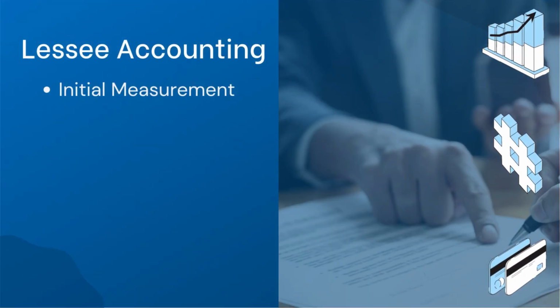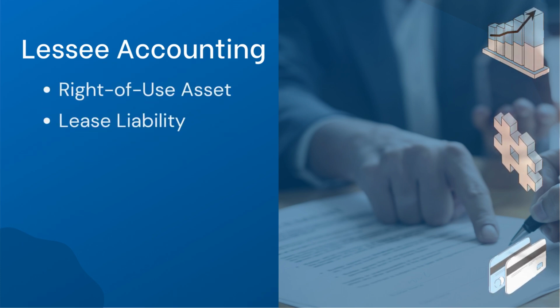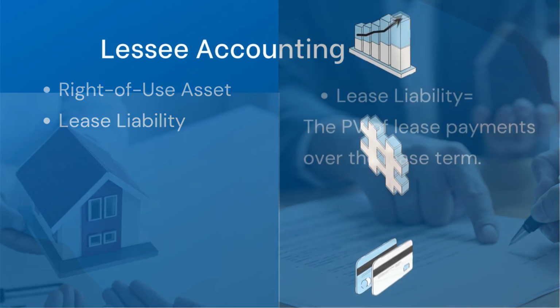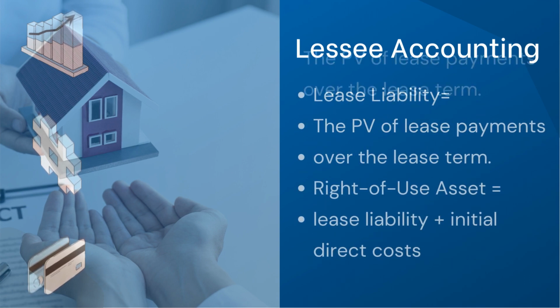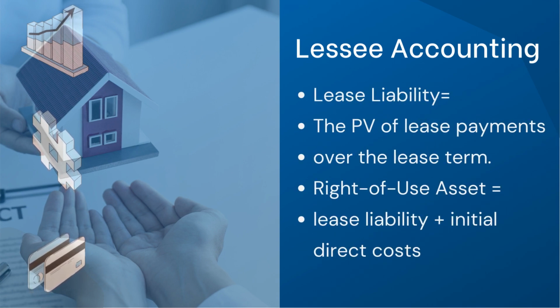When dealing with both finance and operating leases, the lessee has certain accounting obligations at the lease's commencement. They must recognize a lease liability and a right-of-use asset on their financial statements. The lease liability is the present value of lease payments, while the right-of-use asset is the lease liability amount plus any initial direct costs incurred by the lessee.